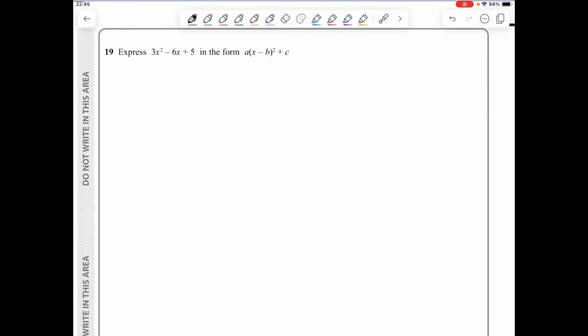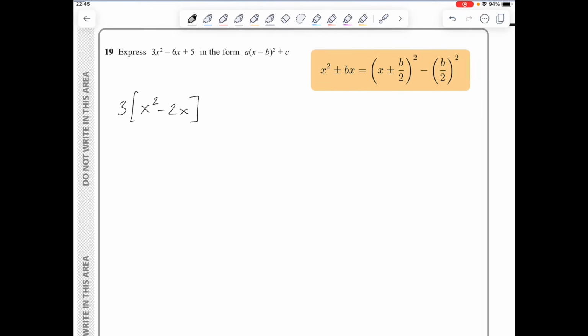In question 19, I have to complete the square. Now, completing the square involves the following formula. To be able to use this formula, the coefficient of x squared needs to be 1. So I will take a common factor of 3 from these two terms. So I will get 3 [x squared minus 2x], close the square bracket, plus 5.